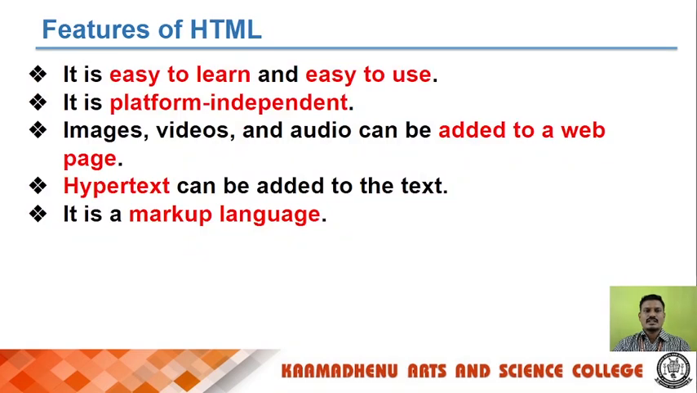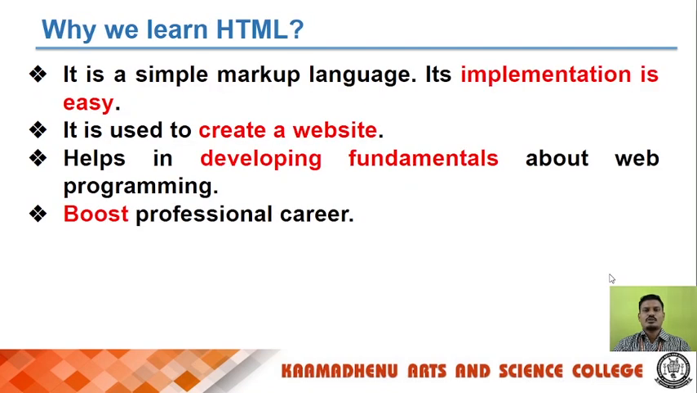Next, we are going to see about the features of HTML. It is easy to learn and easy to use. It is platform independent. Images, videos and audios can be added to the web page. Hypertext can be added to the text, and it is also called a markup language. Then why do we learn HTML? It is a simple markup language that is easy to implement and is used to create websites. It helps in developing fundamentals of web programming and also boosts a professional career.